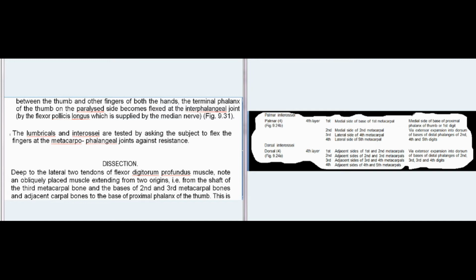The lumbricals and interossei are tested by asking the subject to flex the fingers at the metacarpophalangeal joints against resistance.